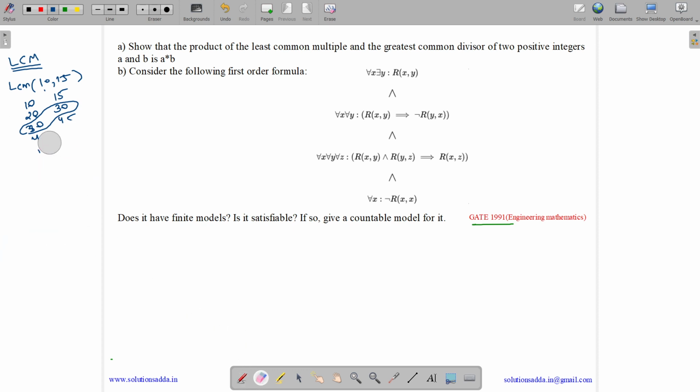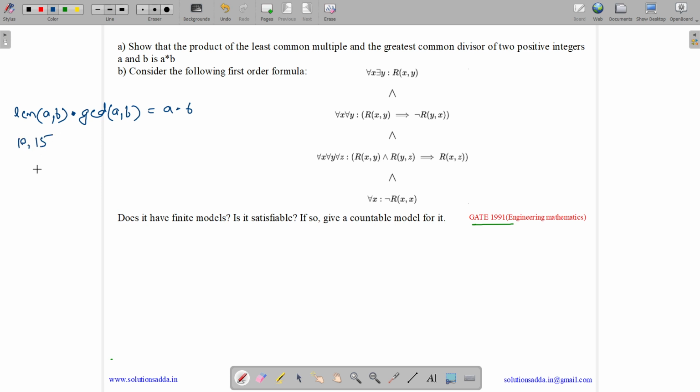Now let us solve this question. The question is saying if we have two numbers, then we need to prove that LCM of A and B when multiplied by GCD of A and B is equal to A into B. As in the previous example, for 10 and 15, the LCM was 30 and GCD was 5. 15 into 10 is 150, and 30 into 5 is 150. So 150 equals 150. We need to basically prove this.